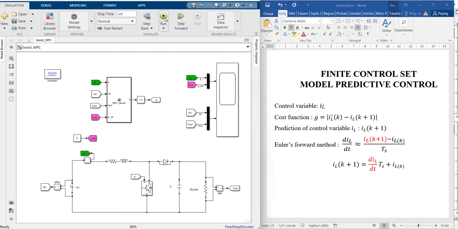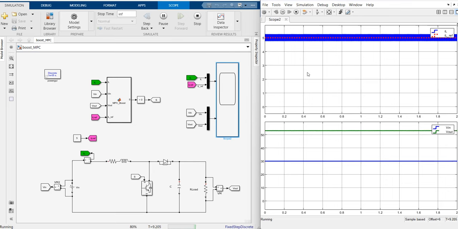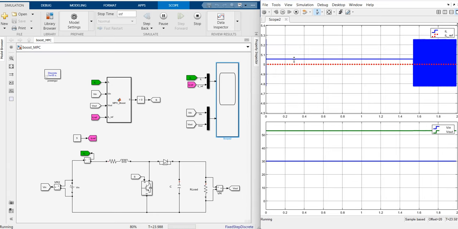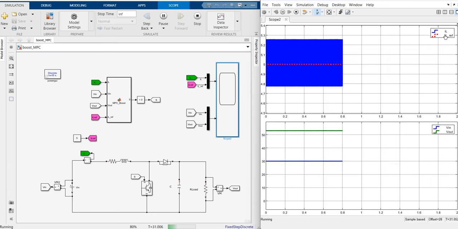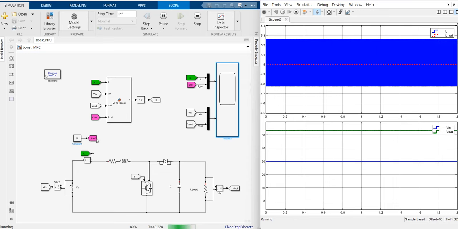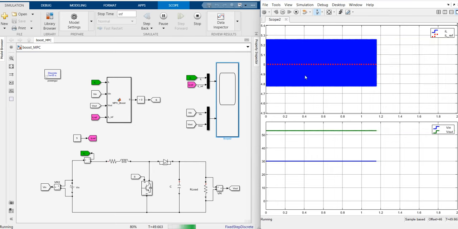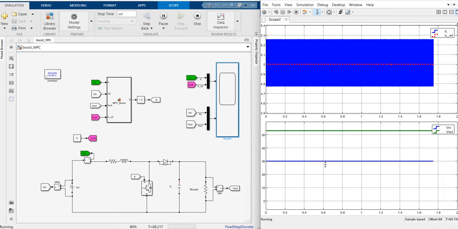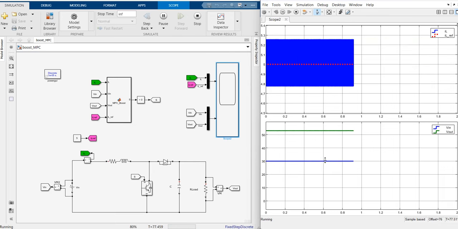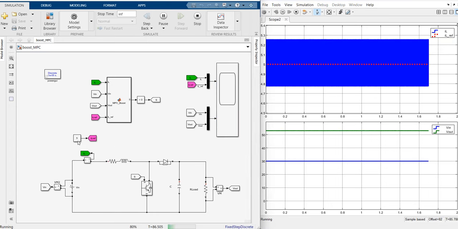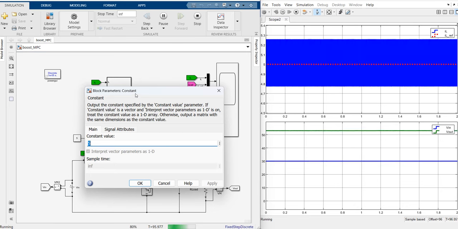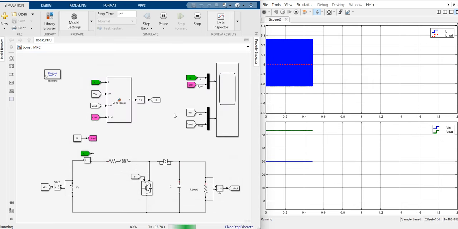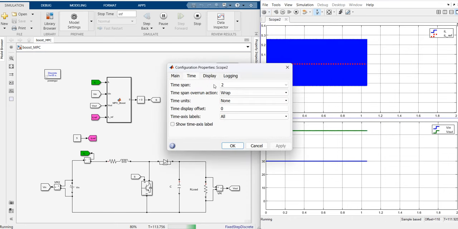Okay, it seems ready. We can run the software, and yes, it is regulated to the reference of 5 amps. Here the red one is the reference of the inductor current defined here, and the blue one is the measured value of the inductor current, and this is the output voltage, and the blue one is the input voltage. Okay, now we can change the inductor current reference, but before that I want to change the time scale.